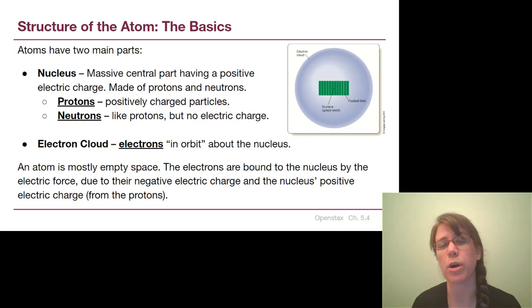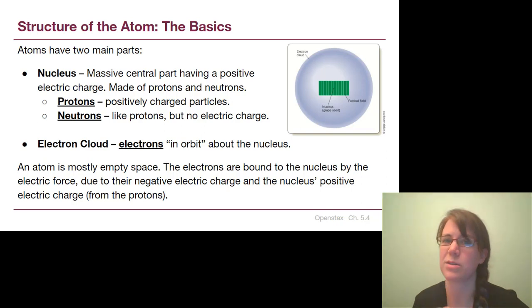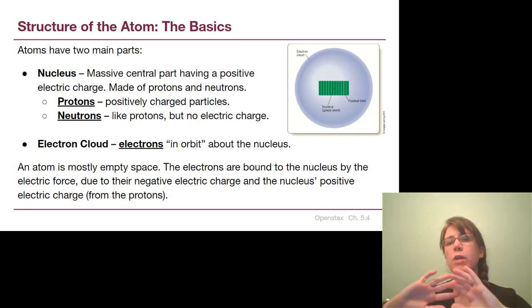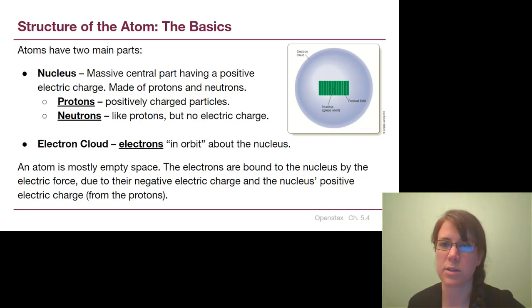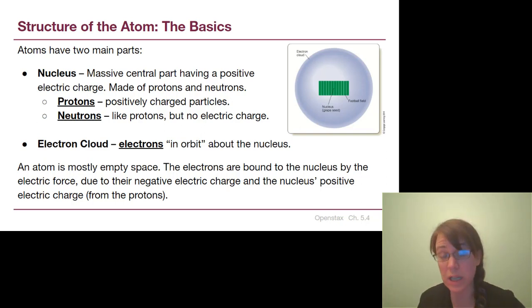And then the other key part of an atom is the electron cloud. So electrons kind of move around the nucleus. They don't quite orbit the way that planets do, but they are found some distance away from the nucleus. And an atom is mostly empty space because in between the nucleus and the electron cloud is literally nothing. There is no mass, there's no material in between that tiny nucleus and that electron cloud.